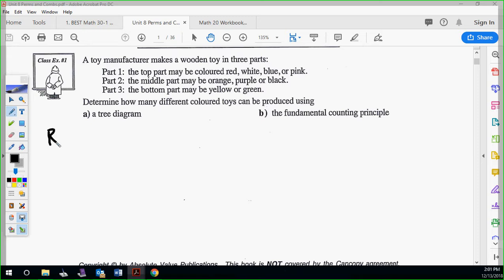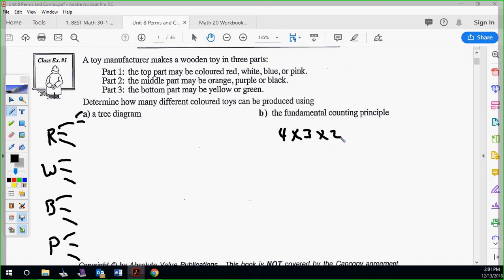So how you'd start this, I'll just show you how you'd start it. You just start with the red for part 1. You would start with the white for part 1, the blue for part 1, and the pink, and then you'd branch off from there for 3, for 3, 3, for 3, and then you do 2 off of those. I'm not going to do it all, just like I said. The tree diagram, that's how you could draw it. If you do the fundamental counting principle, it's simply going to be the 4 times the 3 times the 2 color options for each part. So you have 24. So when you do a tree diagram, you'll have 24 end branches all the way down.